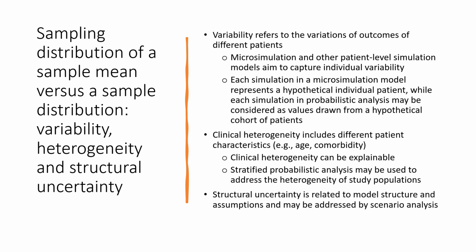Variability refers to the variations of outcomes of different patients. Clinical heterogeneity includes different patient characteristics, age, sex, disease severity, comorbidity, which may be associated with different treatment effects and health outcomes. Clinical heterogeneity can be explainable, and stratified probabilistic analysis may be used to address the heterogeneity of study populations. Structural uncertainty is related to model structure and assumptions and may be addressed by scenario analysis.